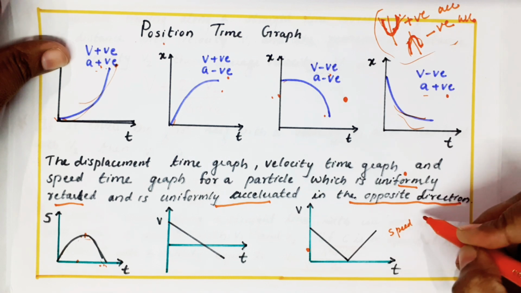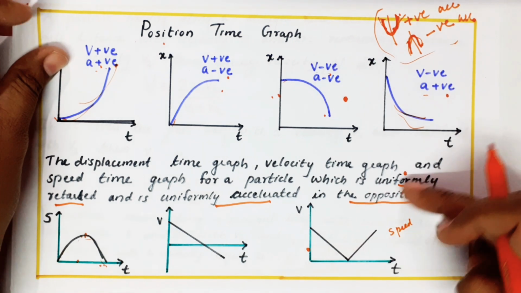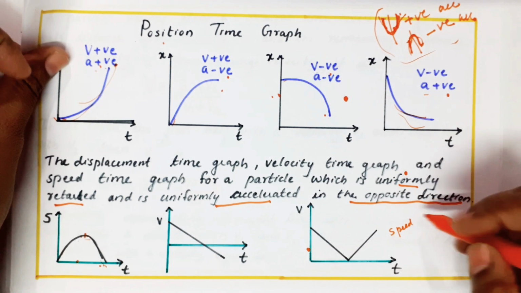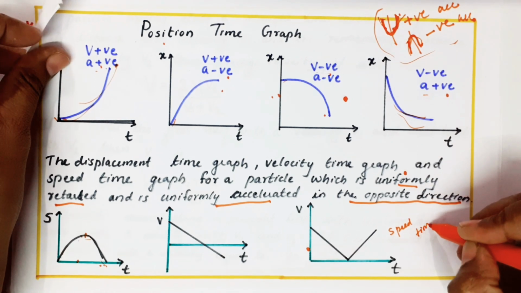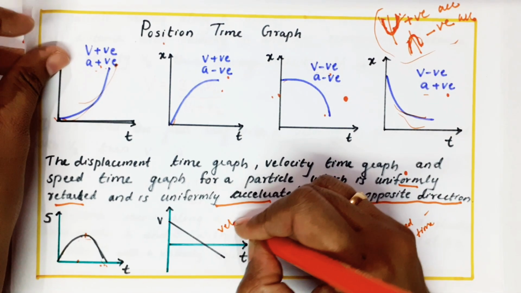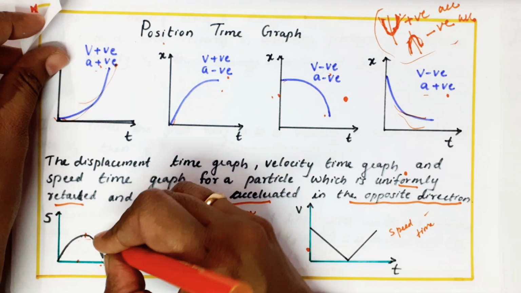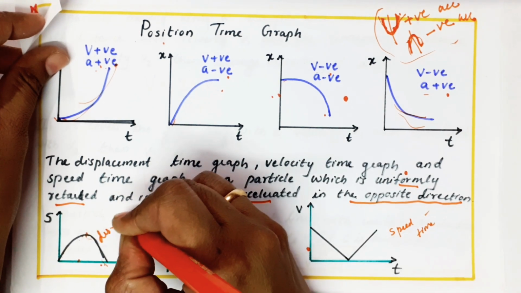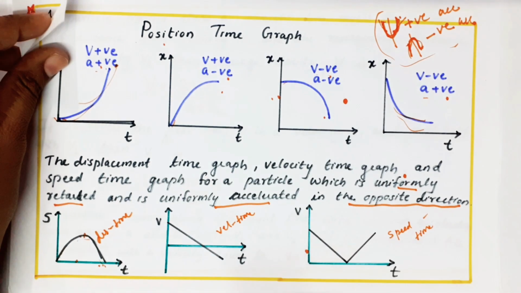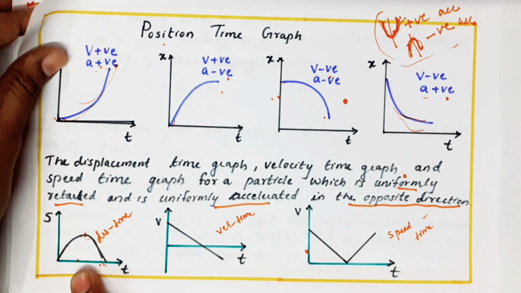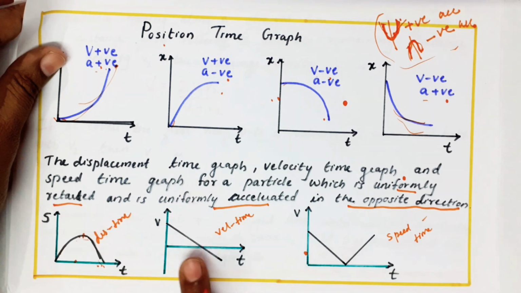Speed and time. Okay. So speed cannot come in the negative, so they just marked it in the positive. This is for speed-time. This they gave the velocity-time, and this they gave displacement-time. These are all the three graphs. So they can give this graph and ask to draw the displacement-time graph, or they will give the displacement-time graph and ask to draw the velocity-time graph.